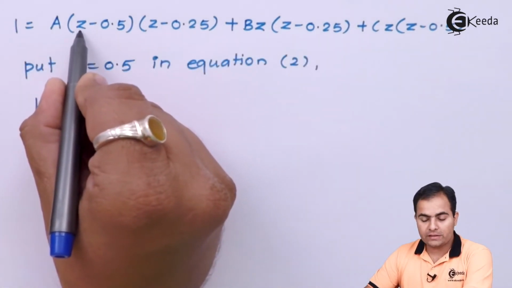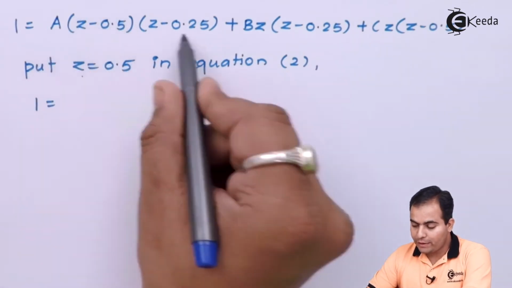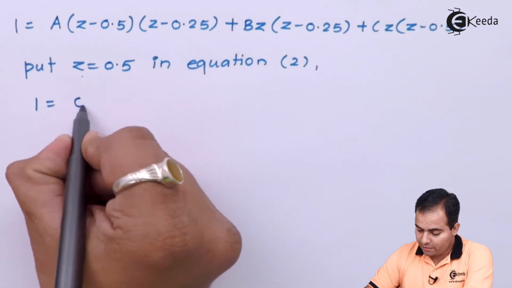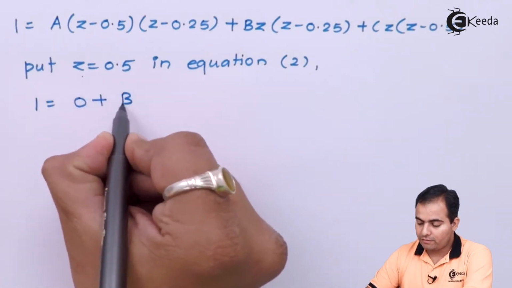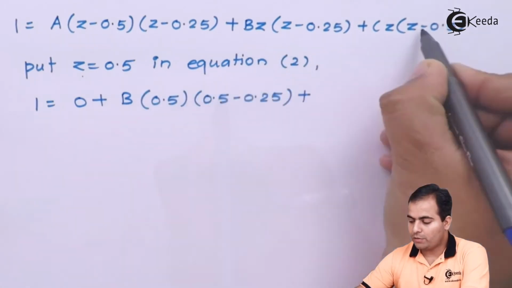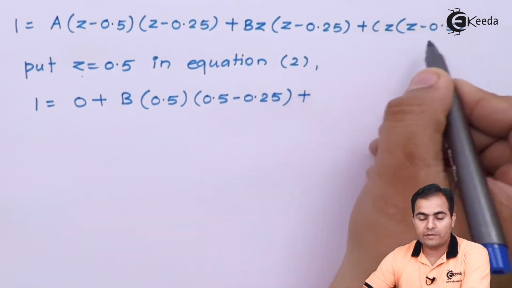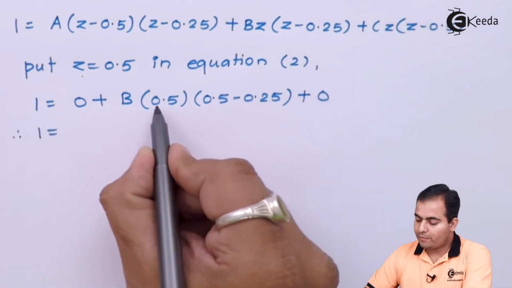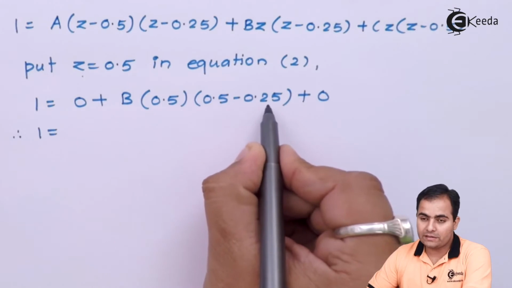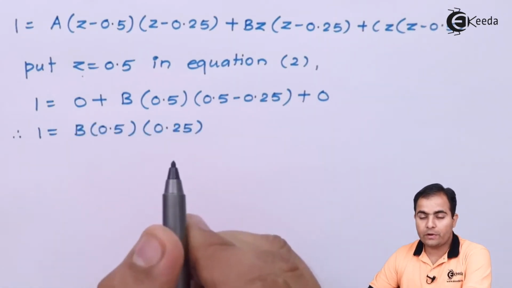This value is also replaced by 0.5, so 0.5 will get cancelled. This will be replaced by 0, and 0 into anything, the answer is 0, so the a term will not be there. Now moving on to here, this z is also replaced by 0.5. If this z is replaced by 0.5, the 0.5 gets cancelled, and the whole term will be replaced by 0. Now look at here, 0.5 minus 0.25, answer is 0.25. Now just do the multiplication, 0.5 into 0.25, answer is 0.125.